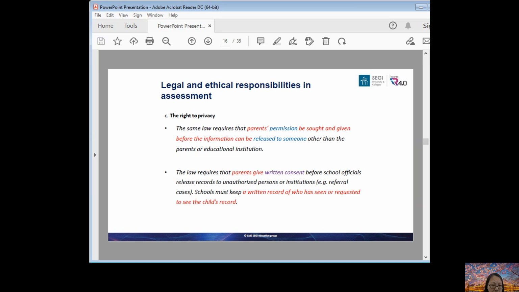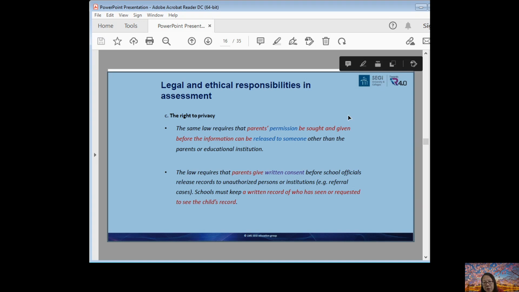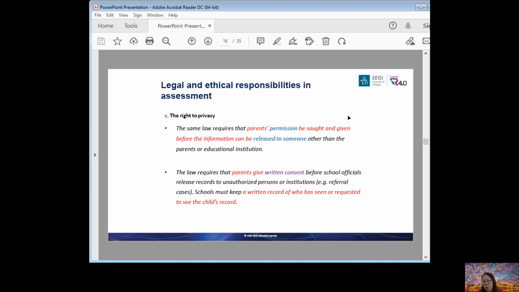School must keep a record of all those who requested for the child's observation record too. Those who requested usually are the people who are involved, who can help. It's not any Tom, Dick, and Harry.